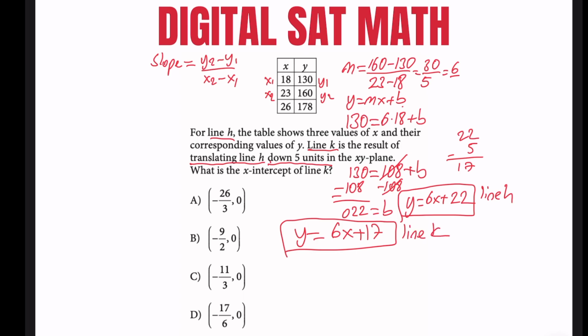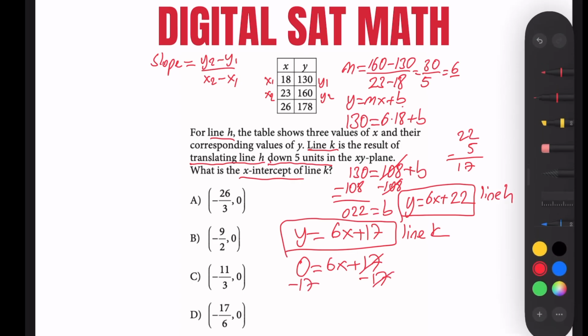And they asked, what's the x-intercept? To find any x-intercept, we know that the y value will be 0, because that's where the line intersects the x-axis. Then let's substitute that into 6x plus 17. We need to take away 17 from both sides. Let's continue with a different color pen.